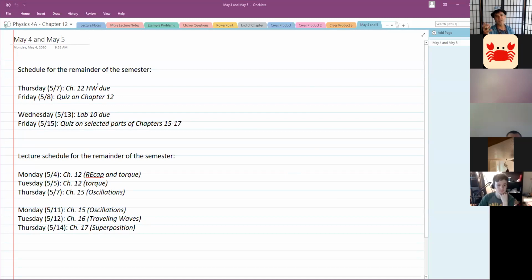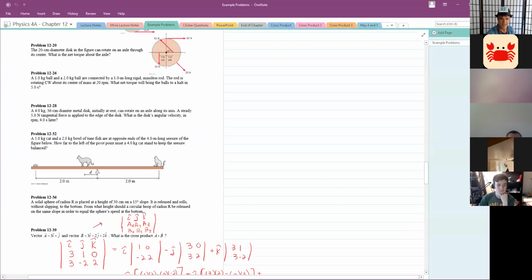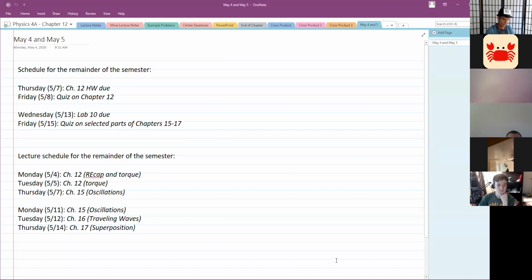I'm going to finish up chapter 12 on Tuesday. So just in terms of lecture schedule, I'm going to talk about chapter 12 today and tomorrow. And then I'm pretty much going to be done with chapter 12. I'm not going to cover angular momentum. Chapter 12 homework will be due on Thursday. And then Friday we'll have a quiz on chapter 12.